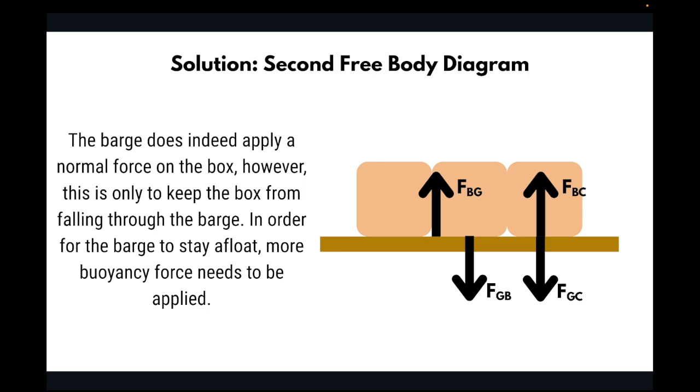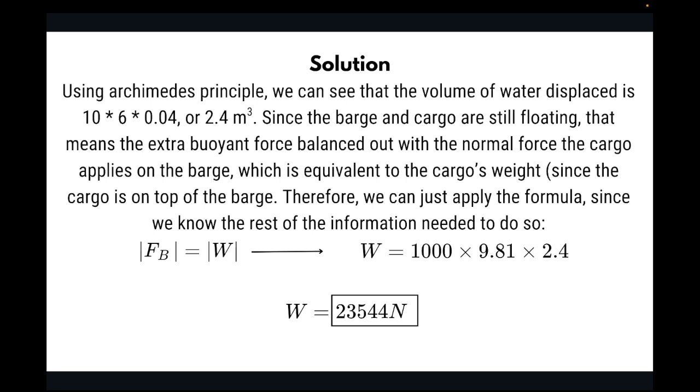Okay, so using Archimedes' principle, we can see that the volume of water displaced is 10 times 6 times 0.04, or 2.4 meters cubed, and you can verify that yourself, right? And then since the barge and cargo are still floating, that means the extra buoyant force balances out with the normal force the cargo applies on the barge, right? And that's equivalent to the cargo's weight, since the cargo is on top of the barge.